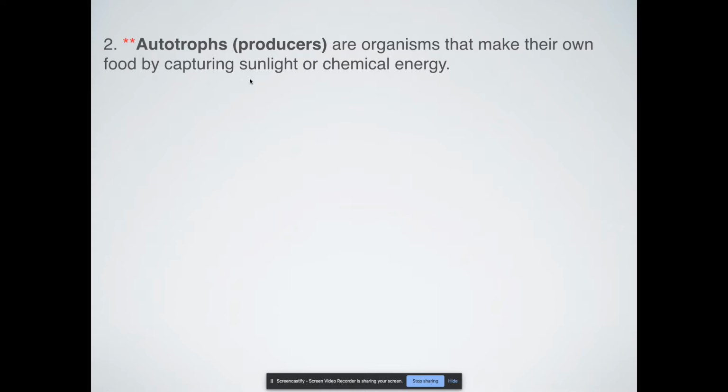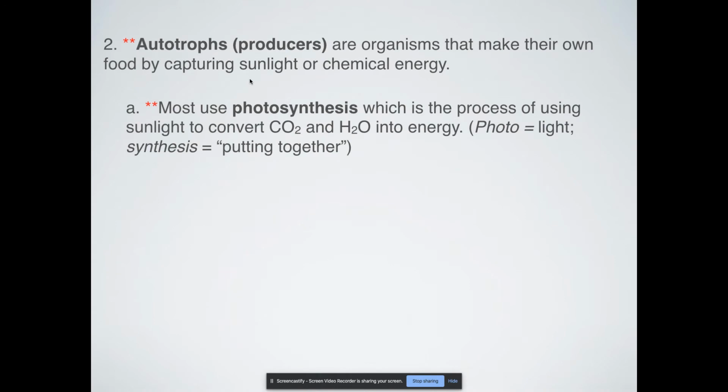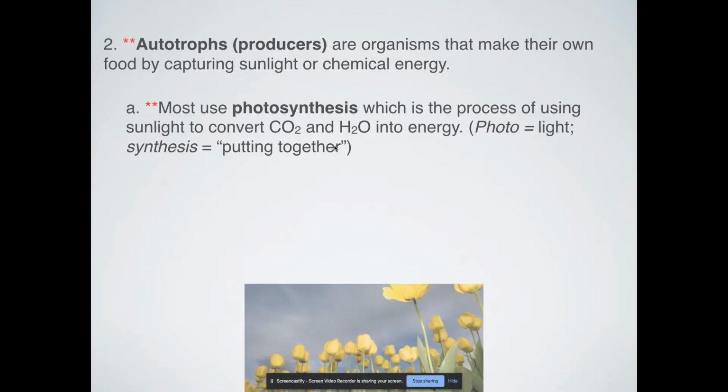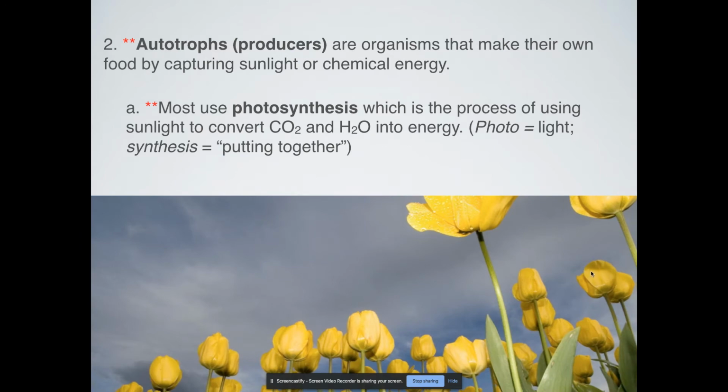So they get their food from transforming CO2 and water into glucose and oxygen. So, I'm getting ahead of myself. Most use photosynthesis, like it says, which is the process of using sunlight to convert CO2 and H2O into a form of energy. So, photo means light, synthesis means to put together. So, it's literally using light to put things together. And flowers, flowering plants are good examples of autotrophs.